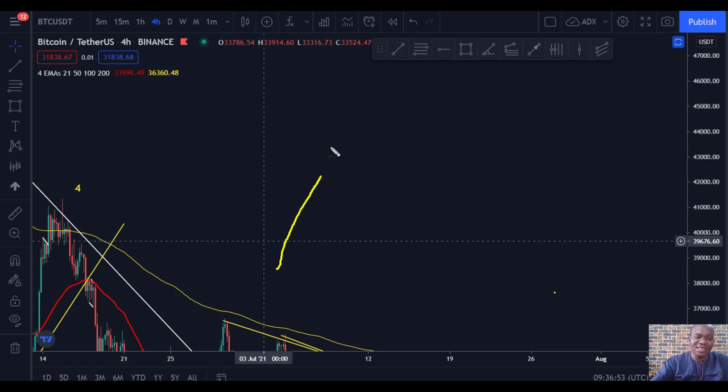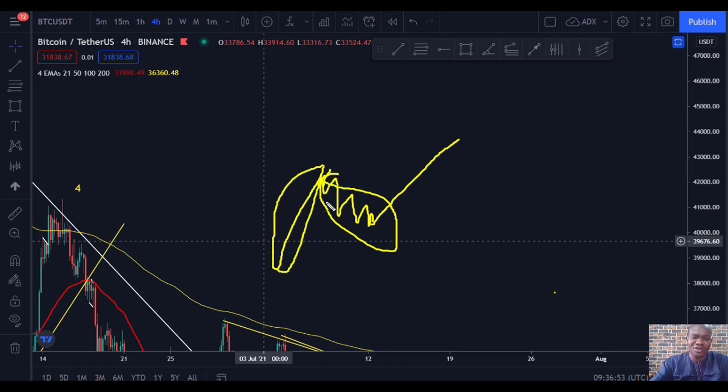Now, after this impulse is completed, you should be expecting what? A correction. And this correction, there are different patterns of it. Then after that, you should be expecting an impulse. So if I should ask you, which one do you want to trade? Is it this sharp wave, or this sluggish wave, or this sharp wave?